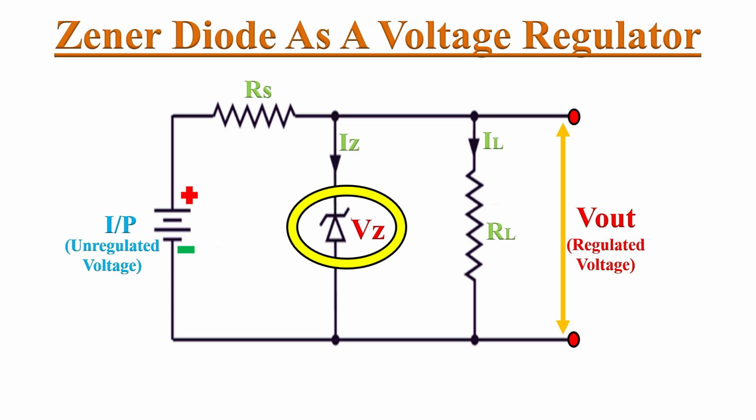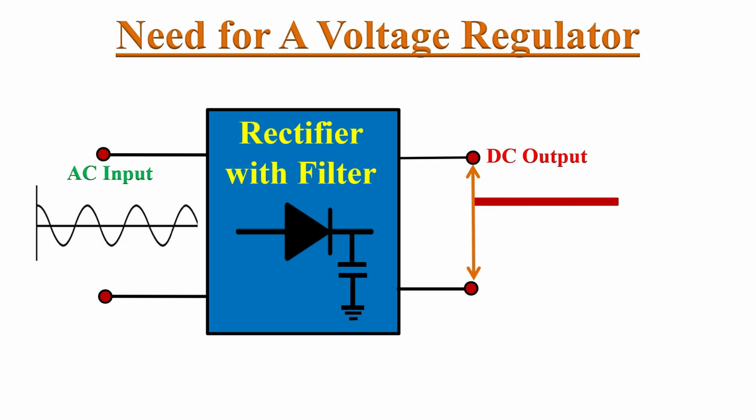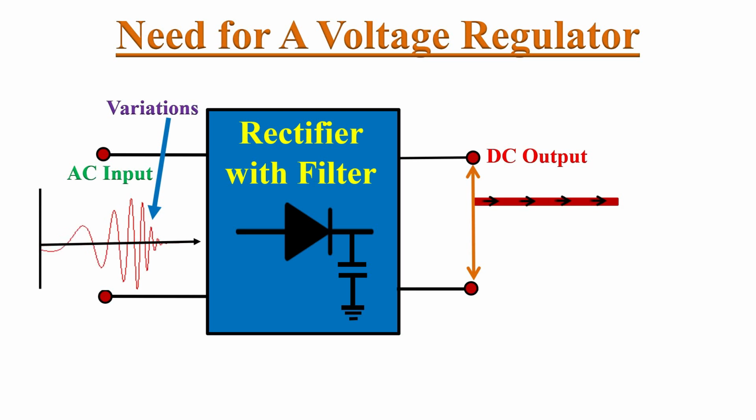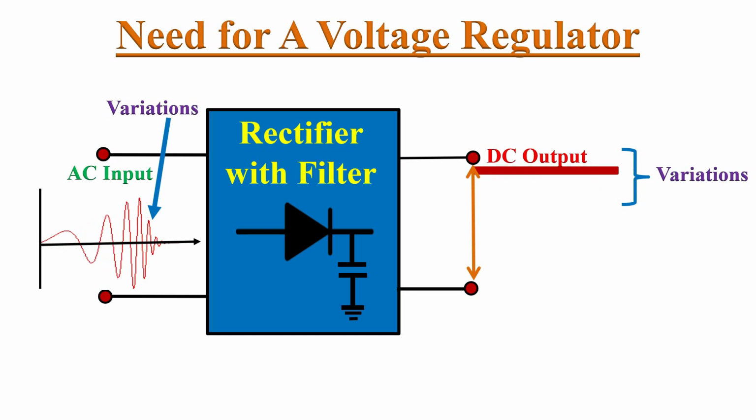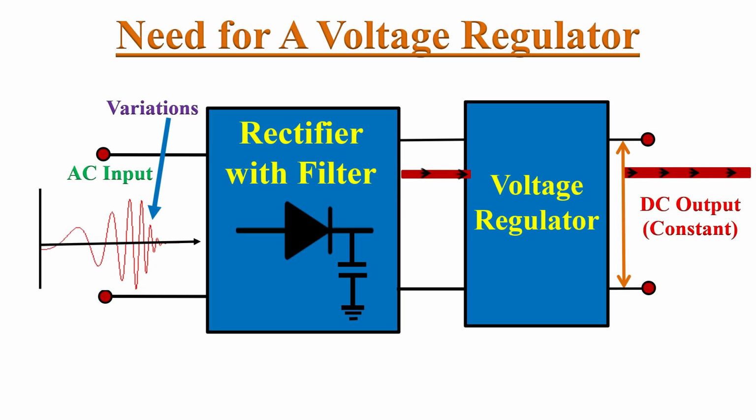Now let's try to understand what is a voltage regulator. Suppose this rectifier with filter circuit is converting AC voltage into DC voltage. If there are too many variations in input voltage, then the output will also start fluctuating. For a power supply to produce a constant output voltage irrespective of input variations or load current variations, there is a need for a voltage regulator.